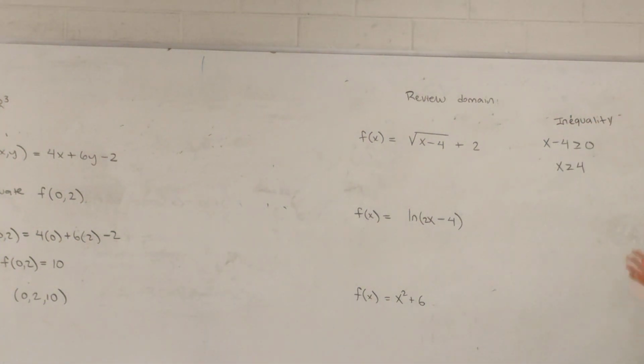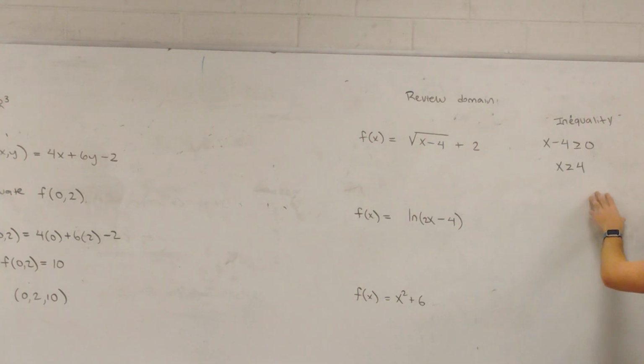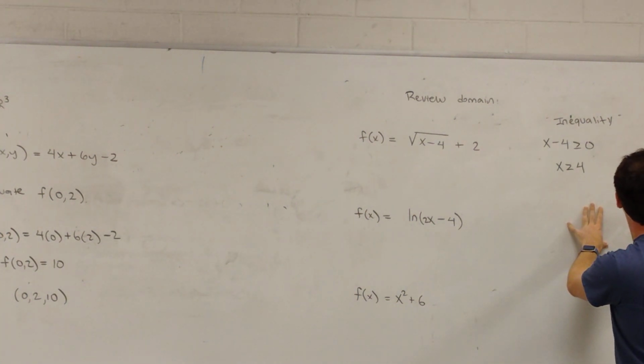So in our pre-calc classes, we had lots of different ways of writing the domain. You could just write it as an inequality. You could just write, oh, x has to be greater than or equal to 4. Any x value that you plug in greater than or equal to 4 will work. You get a number. We also had something called set builder notation.